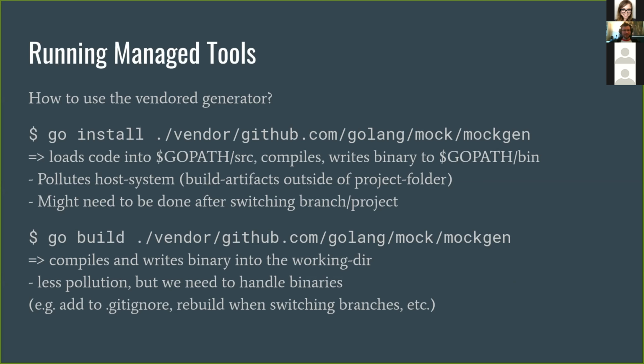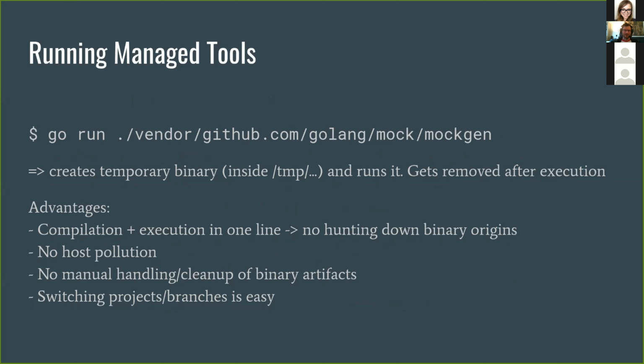But we then might need to handle the build artifacts in git ignore, so we don't accidentally commit them. And right, I'm on Linux. I have macOS co-workers. They can't do anything with those binaries, so they shouldn't end up in the repository. Also annoying. Again, this step might need to be redone when you are switching branches. Okay, doesn't sound so great.